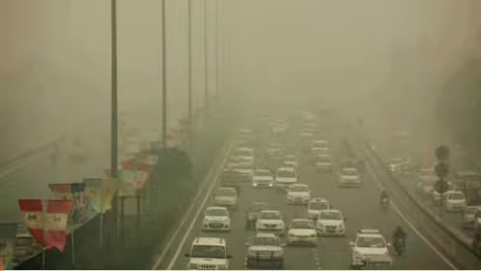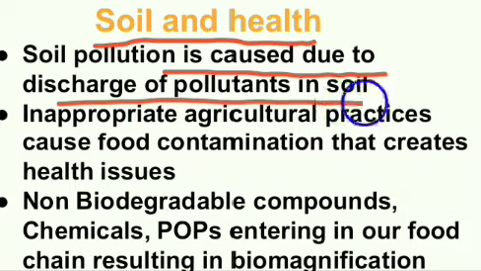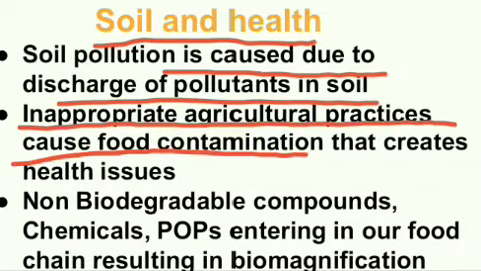Now after talking about the case study in Delhi, let us talk about the next important point, that is soil and health. How is soil related to human health? Soil pollution is caused due to discharge of pollutants in soil. When different pollutants are discharged in soil, it leads to soil pollution. Inappropriate agricultural practices cause food contamination that creates health issues. So contaminated food products are responsible for health issues.